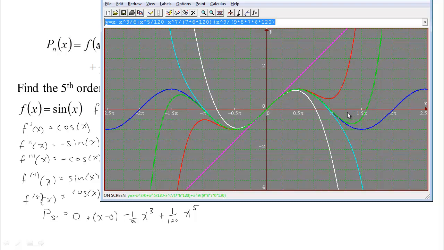Also, an interesting thing about this is if you have an odd function, and sine is an odd function, then it's only going to have the odd polynomial terms. The rest, the even ones, will be 0.